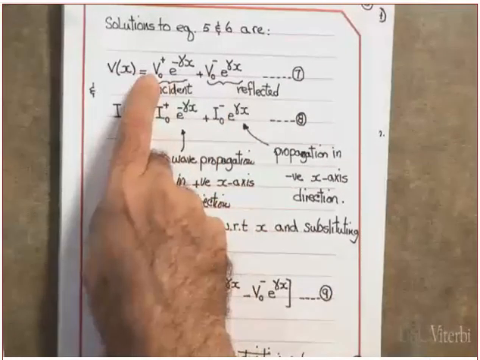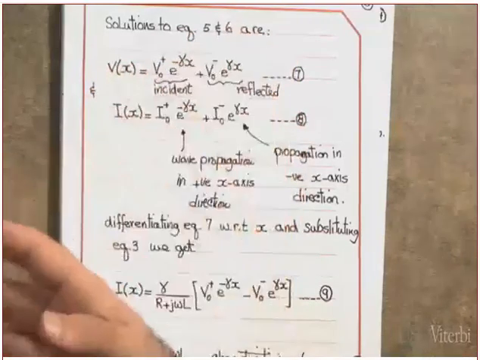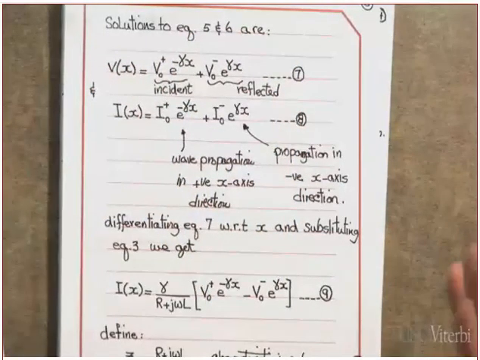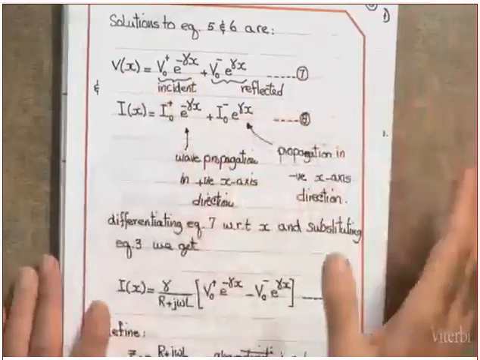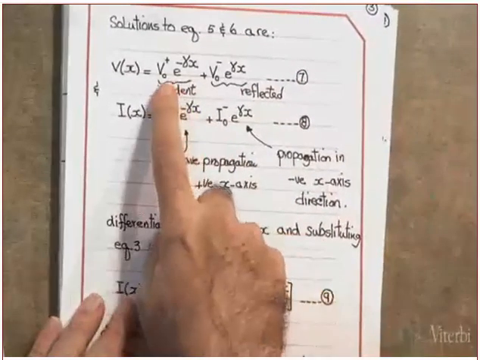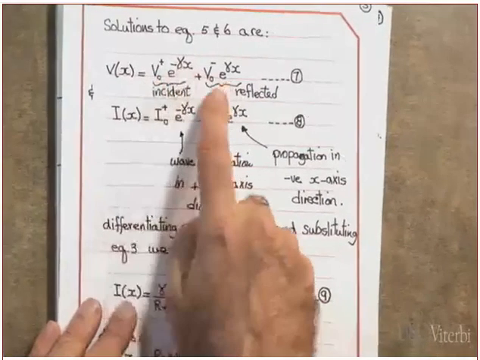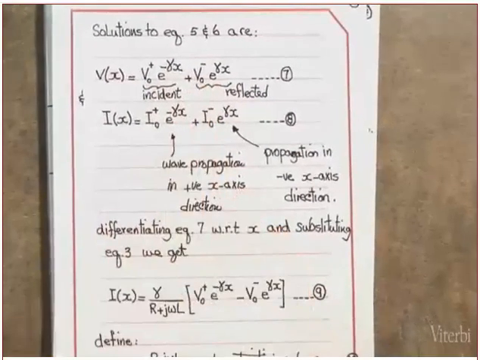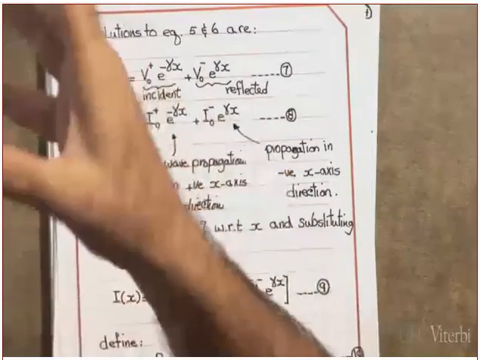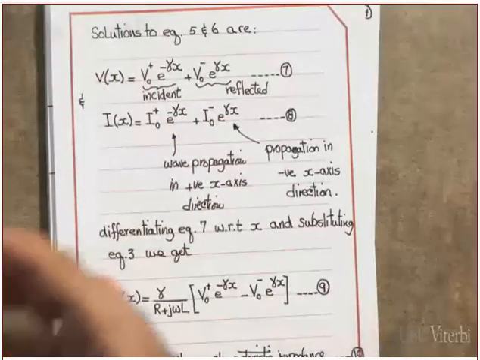What are these V0 plus and V0 minus? They are the ones that you will obtain from initial conditions. I'm not going to give you initial conditions here. I want you to understand one thing: we do not have access to V0 plus and V0 minus. By that, I mean we cannot measure them. I cannot bring a voltmeter. Are you following me or not?